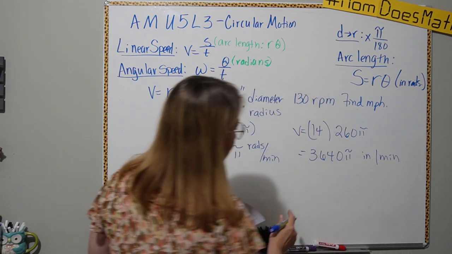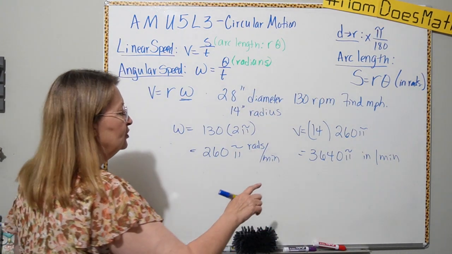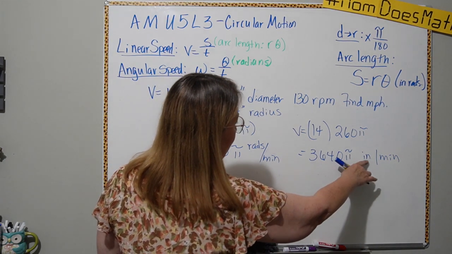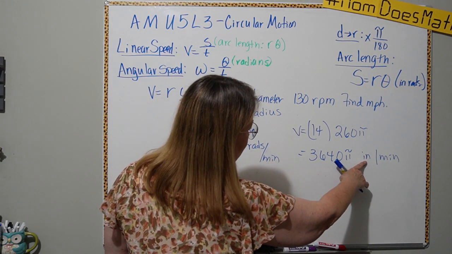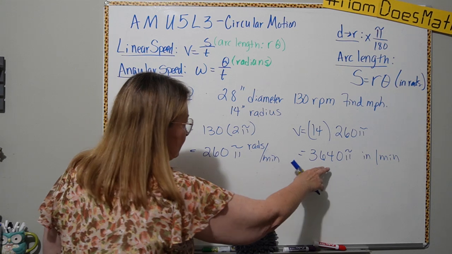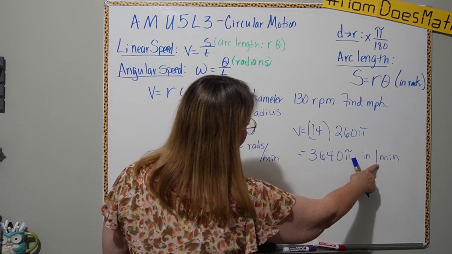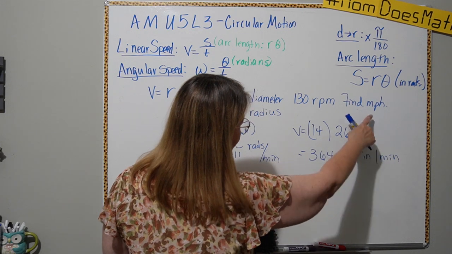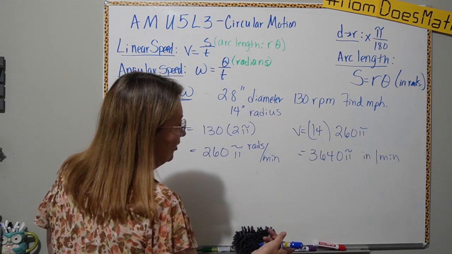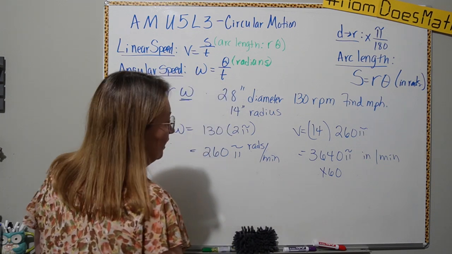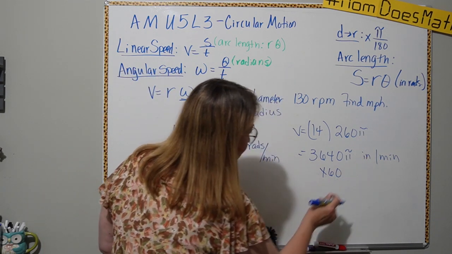So let's talk about the conversion. What would you do if it's going 3640 inches? What would you do to change that? Let's change time first. If it's going 3640 in a minute, and we want to change it to hours, what do you multiply the minutes by to find out how many per hour? Well, that's going to be times 60. And then we're going to go to inches.